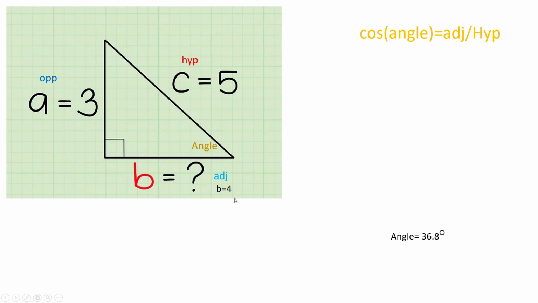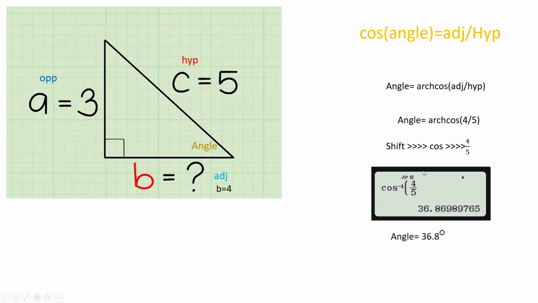Now we have the adjacent and the hypotenuse. Let's write our formula: angle equals arc cosine, adjacent over the hypotenuse. Cosine also has arc cosine, or cosine inverse, or cosine to the power of -1. Now let's substitute our values. To write it on the calculator, hit shift cosine 4/5, and it should look something like that. It gives you the same answer because these are all ratios that give you the same angle. It depends on what two values you have to use with what ratio.